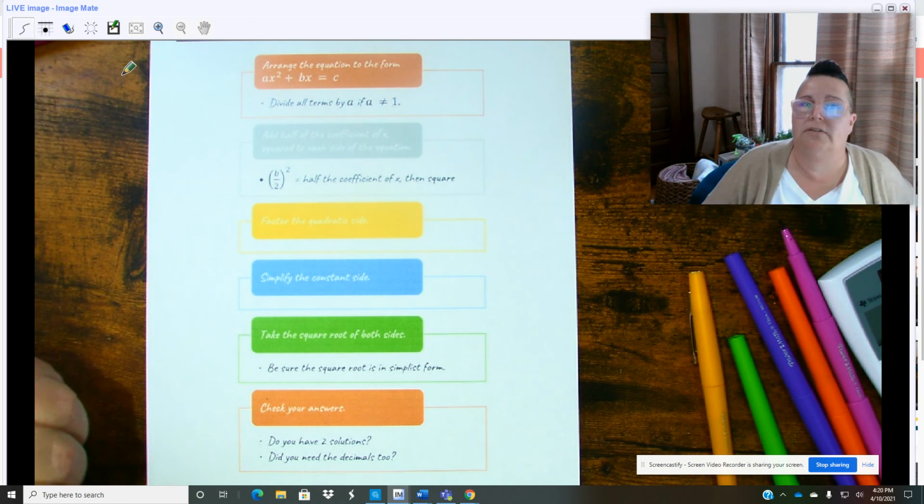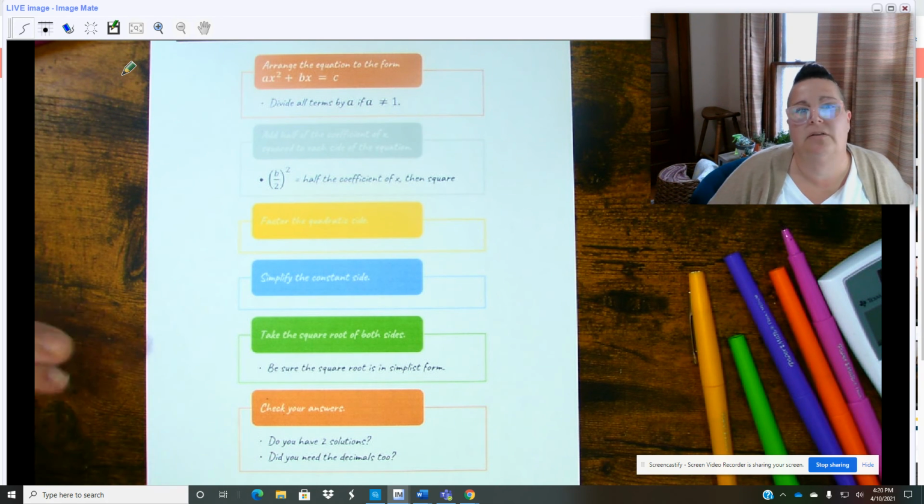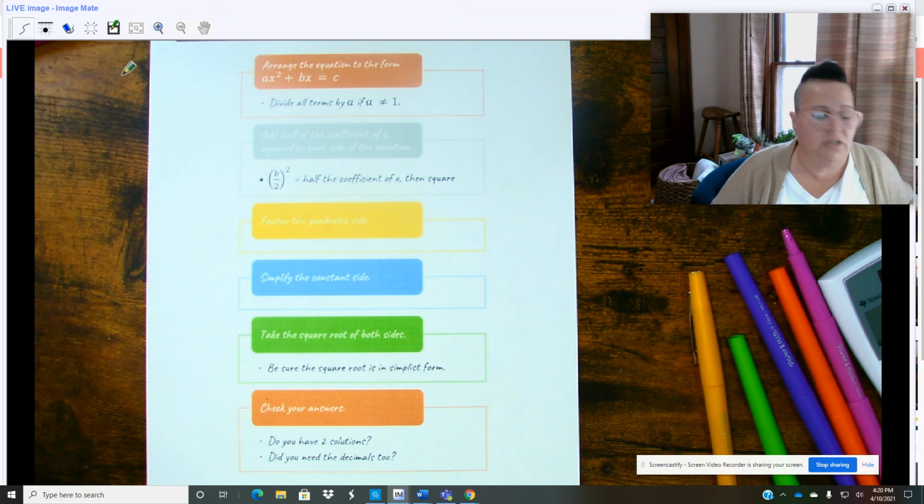What are the instructions? First of all, arrange your equation to be in the form ax squared plus bx is equal to c. We want the first two terms, the ax squared and the bx, on the left-hand side of the equation, and we want the constant on the right-hand side of the equation. Next, we want to make space and add half of the coefficient of your x term, squared, to each side of the equation. So half of the linear coefficient squared. We're going to add that to both sides.